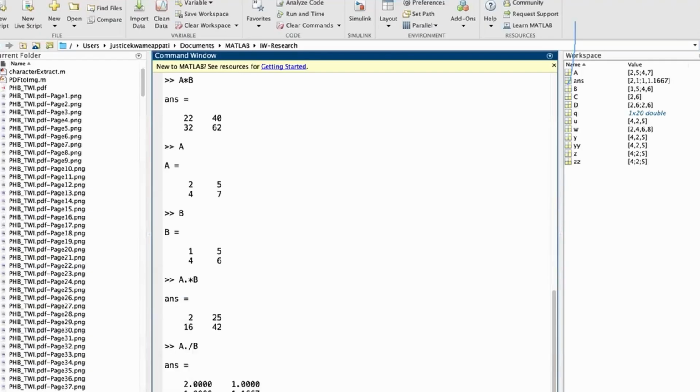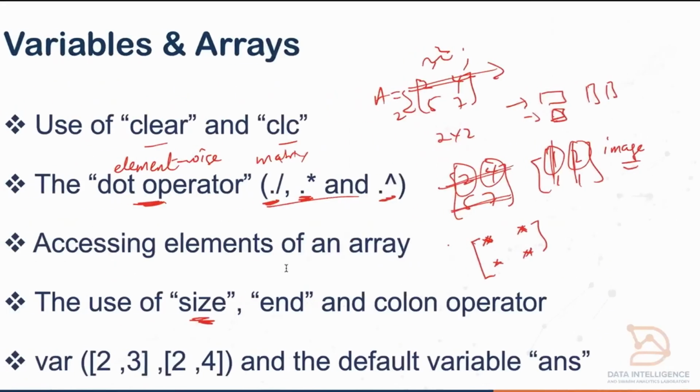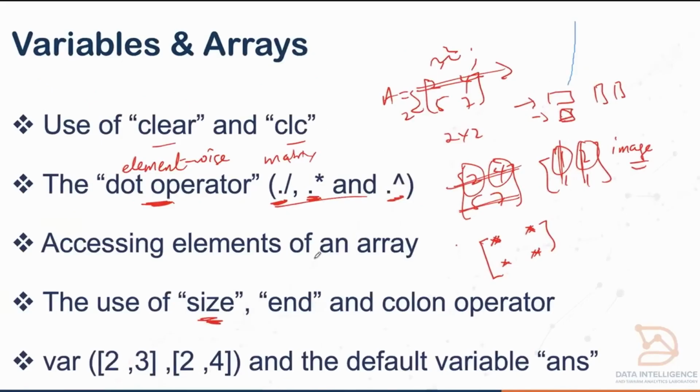A to the power 2. This means square individual elements and continue from there. So here we have the following: 2 squared, 5 squared, 4 squared, 7 squared. So this is called the dot notation, the dot operation, the element-wise operation.